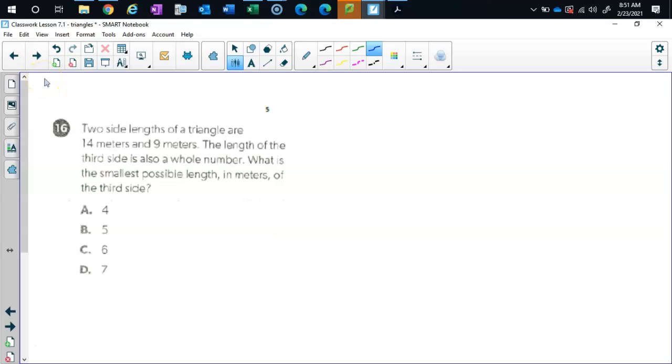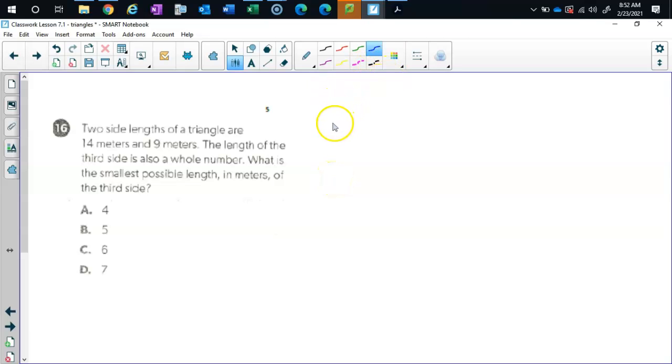Number 16. Two side lengths of a triangle are 14 meters and 9 meters. The length of the third side is a whole number. So that means no decimals and no fractions. What is the smallest possible length in meters of the third side? Go.